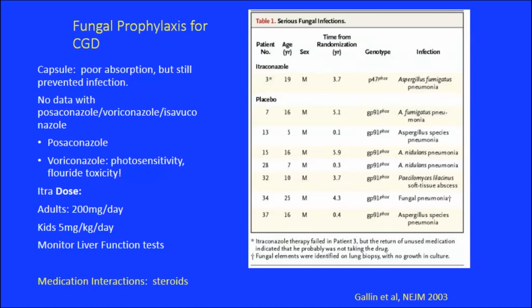The individual didn't know, and the people taking care of them, like Dr. Gallin and Dr. Holland, didn't know either. What they found was that when they were on the placebo, you can see this list of all these Aspergillus infections that happened. And when they were on the itraconazole, they only had one breakthrough infection. So this is not perfect, but it's pretty good in terms of preventing mold infections in the lung, which are fairly common in chronic granulomatous disease.